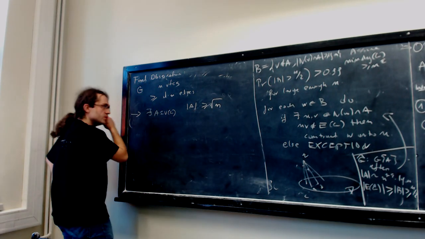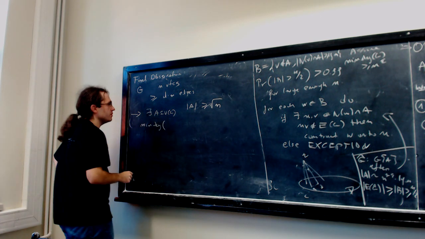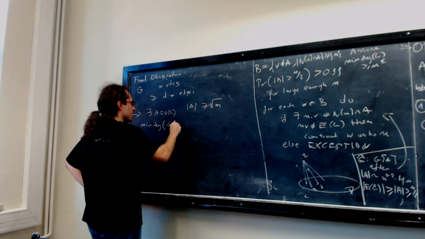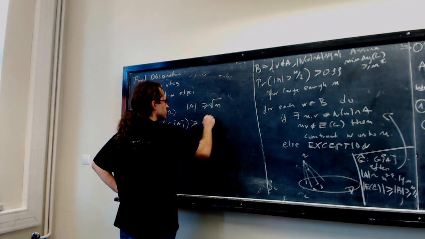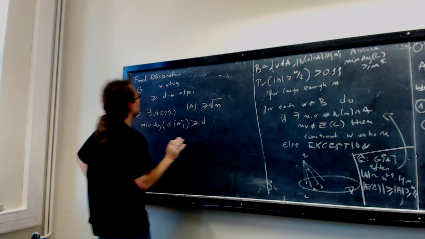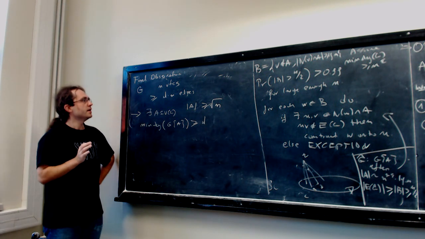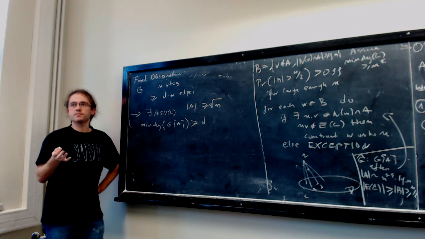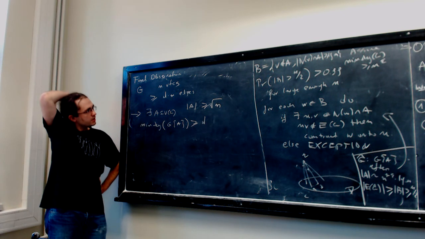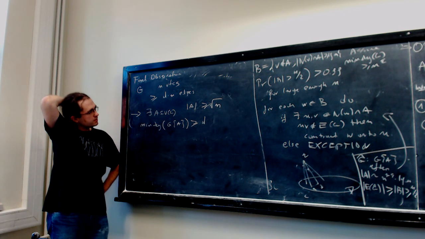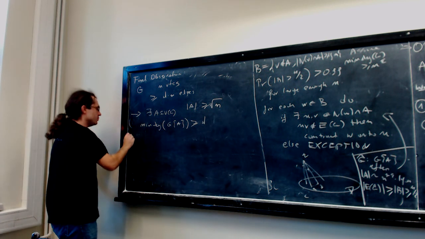That has got good minimum degree, such that the minimum degree of G of A is at least d times the size of A. It's at least d. Yeah, the minimum degree is at least d. Okay? Yep. Maybe there's some off by 1 error here, but this is a proof.